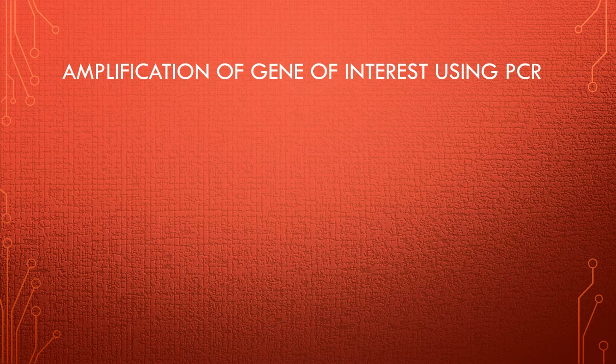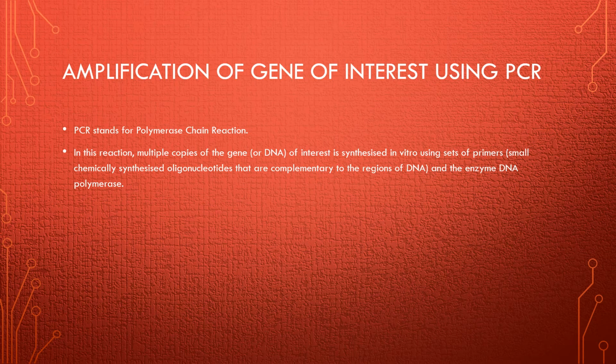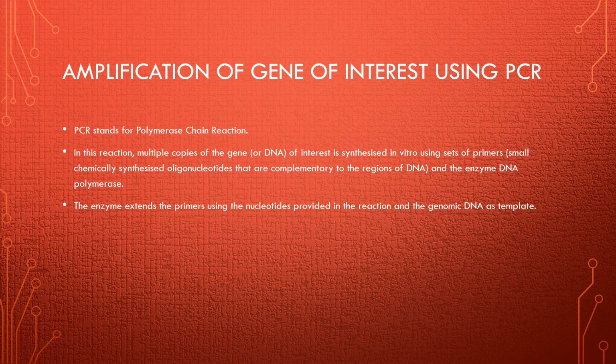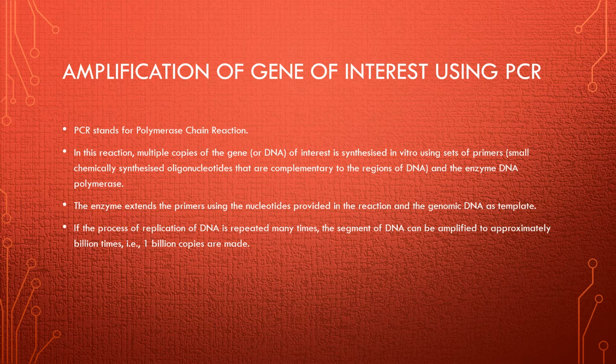Now let's look into amplification of the gene of interest using PCR. PCR stands for polymerase chain reaction. In this reaction, multiple copies of the gene or DNA of interest are synthesized in vitro using sets of primers and the enzyme DNA polymerase. The enzyme extends the primers using nucleotides provided in the reaction and the genomic DNA as template. If the process of replication of DNA is repeated many times, the segment of DNA can be amplified approximately billion times, that is, 1 billion copies are made.